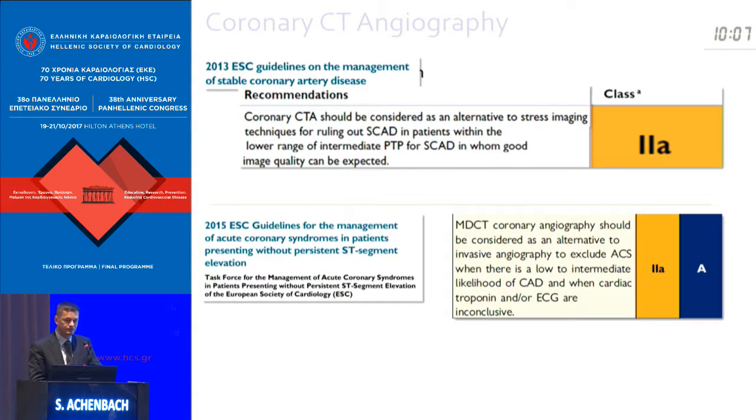This is also reflected in recent guidelines. The guidelines of the European Society of Cardiology state that if you have a patient with suspected coronary artery disease, you should consider the use of coronary CTA if patients have a relatively low pre-test likelihood and if good image quality can be expected. So the use of CTA should be considered. It's a class 2A indication. The same holds true for patients who present with acute chest pain and once again have a relatively low pre-test likelihood. The use of coronary CTA should be considered.